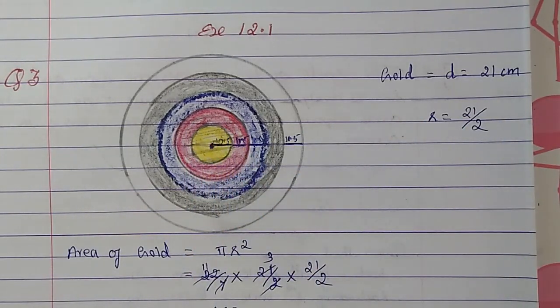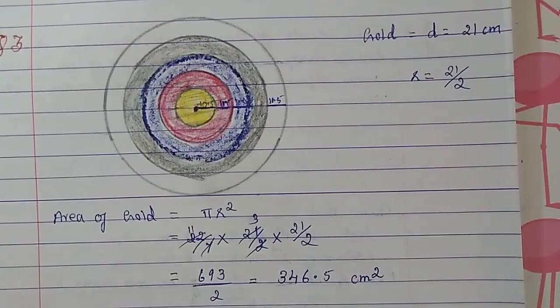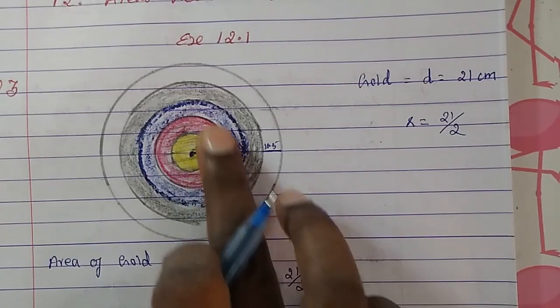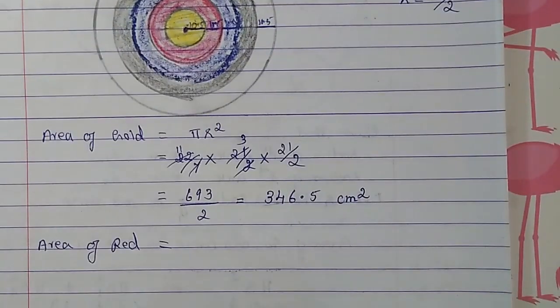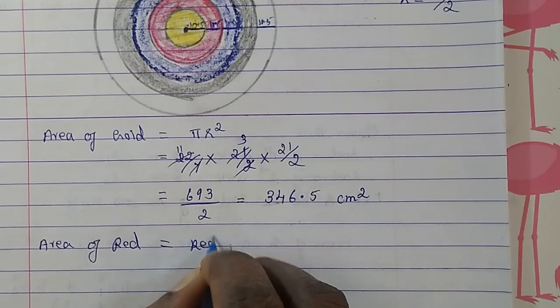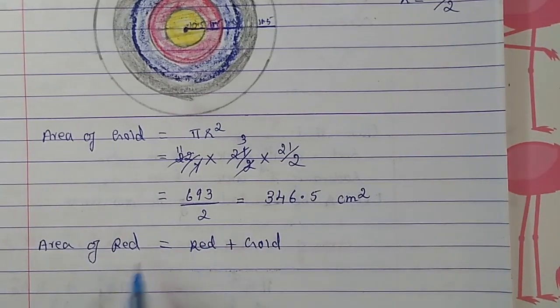Is it clear? So we will find out the area of red. Area of red means together we have to take the whole thing. That means we have to take the red band plus the gold band together, and then it becomes the area of red.